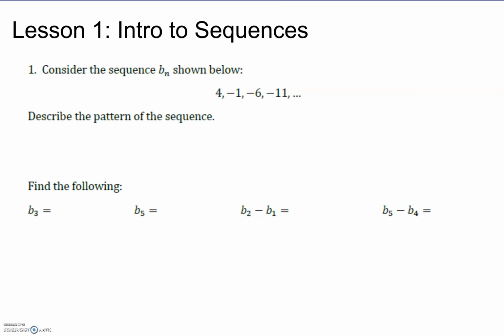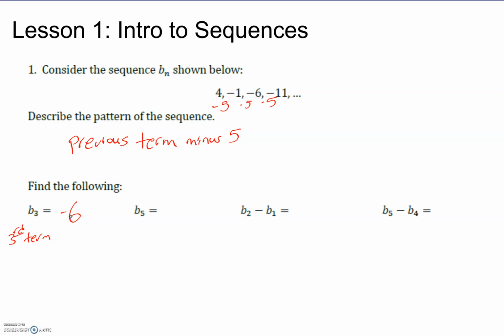So if we want to describe the pattern for this sequence, what's happening every time? Well, every time we are -5, -5, -5. So it's the previous term minus 5. So now if we want to find b of 3, remember, that's just fancy for our third term. So if we look in order, our third term is -6.